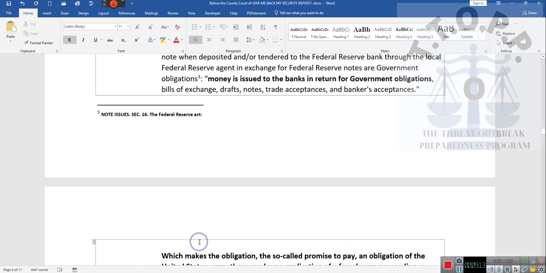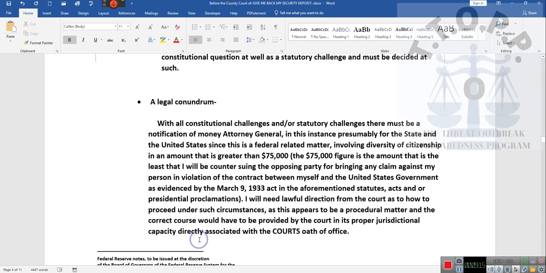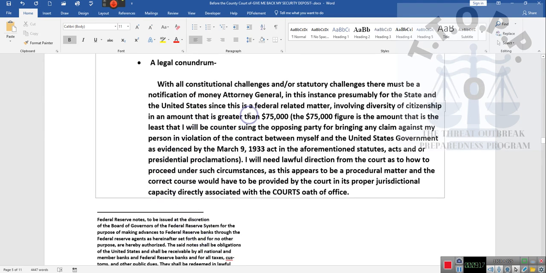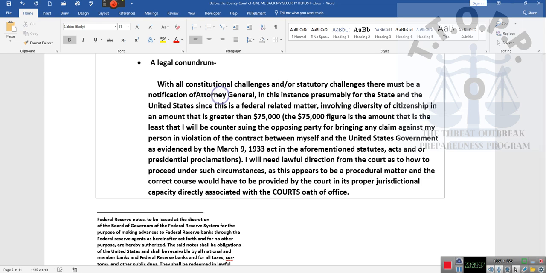He's saying, wait, hold on a minute. Now, I know if I'm doing all these challenges, we have a legal conundrum. I want y'all to pay attention to the legal conundrum. With all constitutional challenges and statutory challenges, there must be a notification on the Attorney General.